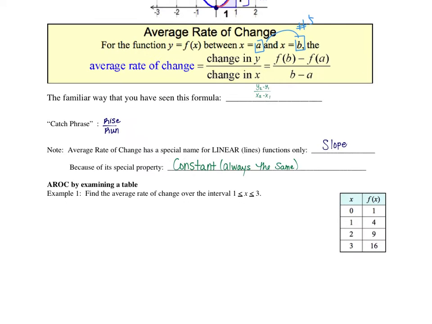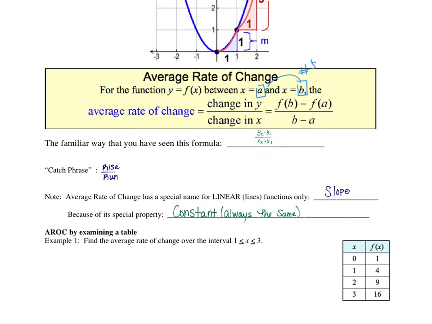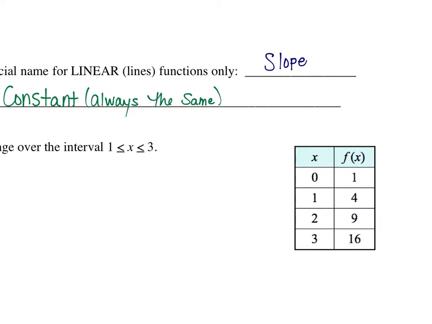So the first example we're going to look at, and we're going to try to use the average rate of change notation, so this notation right here, we want to find the average rate of change over the interval 1 is less than or equal to x is less than or equal to 3. So we don't know what the function's rule is, and guess what? We actually don't even really care. But we want to look at 1 to 3. So what I'm going to do is go to my table of values and cross out 0, 1 and cross out 2, 9. I only care about my 1, 4 and my 3, 16.